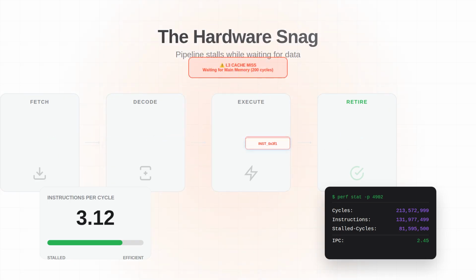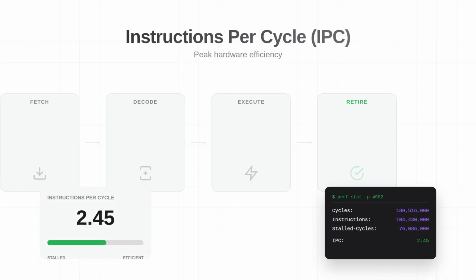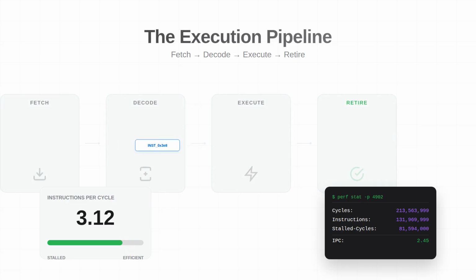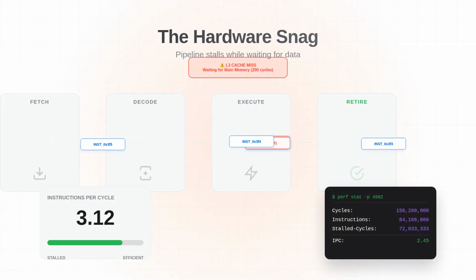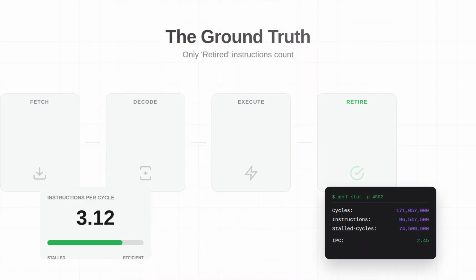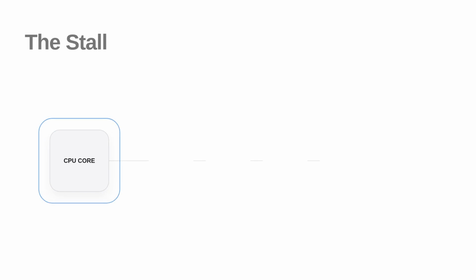By using tools like Perf on Linux, we can tap into hardware performance counters that track these events at the hardware level. We can finally see the instructions per cycle, or IPC. If your IPC is low, it doesn't matter how high your clock speed is, your hardware is just burning power without making progress. Let's talk about the stall.